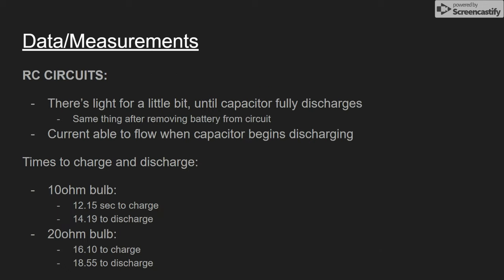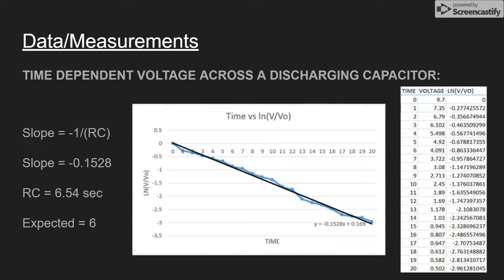So for the second half of the lab, we had RC circuits, and when the circuits were set up, there would be light for a little bit until the capacitor fully charged, and the same thing happened after removing the battery from the circuit. And the current was able to flow when the capacitor began to discharge. Down here you can see the times it took to charge and discharge for a 10 ohm and 20 ohm bulb, and of course for the 20 ohm bulb it was slightly longer for both charging and discharging.